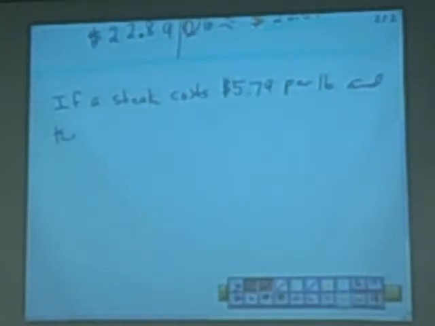All right. The next one, we have if a steak costs $5.79 per pound, and the total cost of the steak was $12.97, how many pounds of steak was purchased?